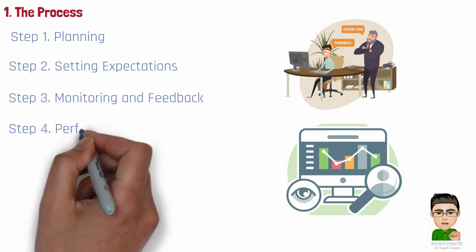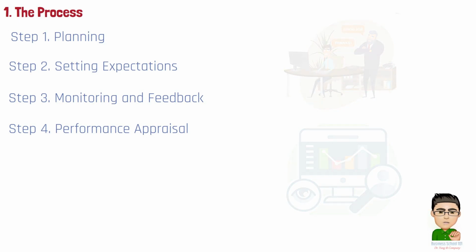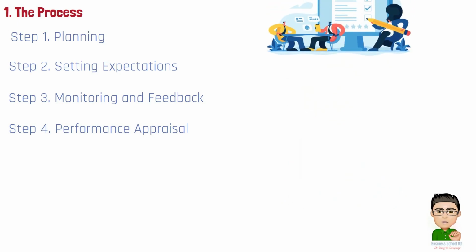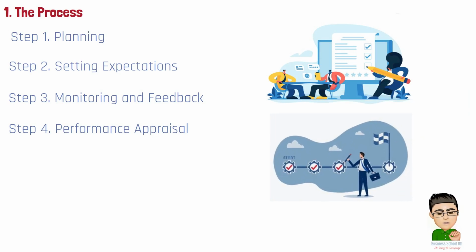Step 4. Performance appraisal. Periodic formal performance evaluations or appraisals are conducted, typically annually or semi-annually. During these evaluations, managers assess employees' performance against the previously established goals and standards. They discuss strengths, areas for improvement, and potential development opportunities.